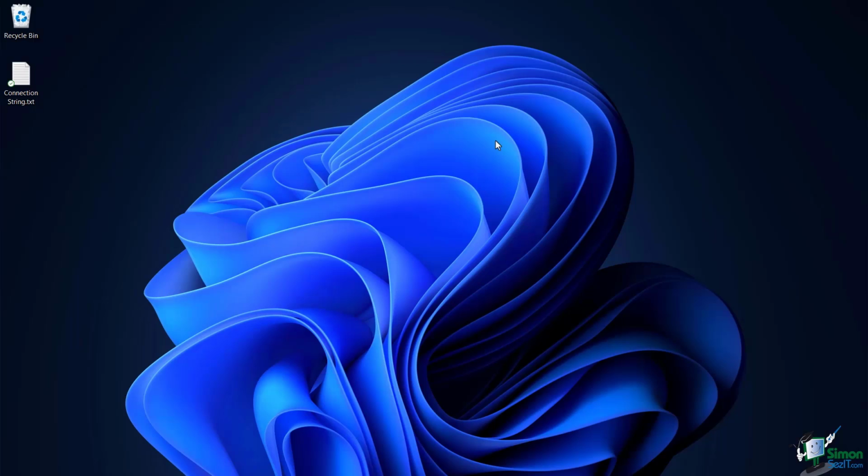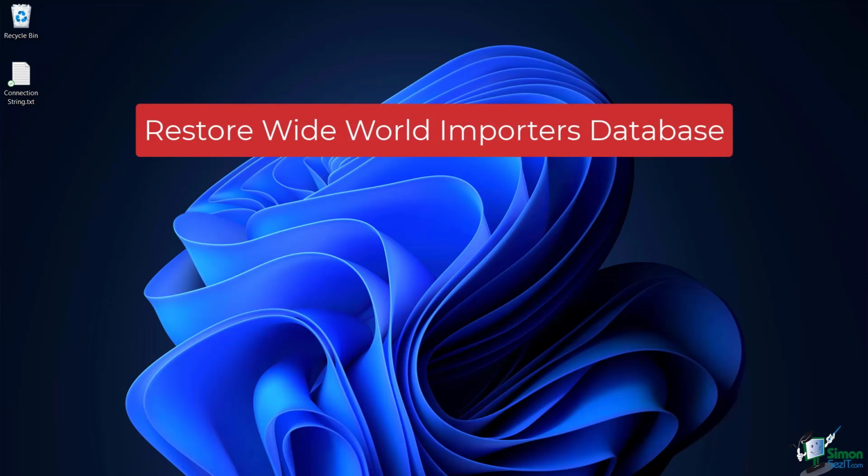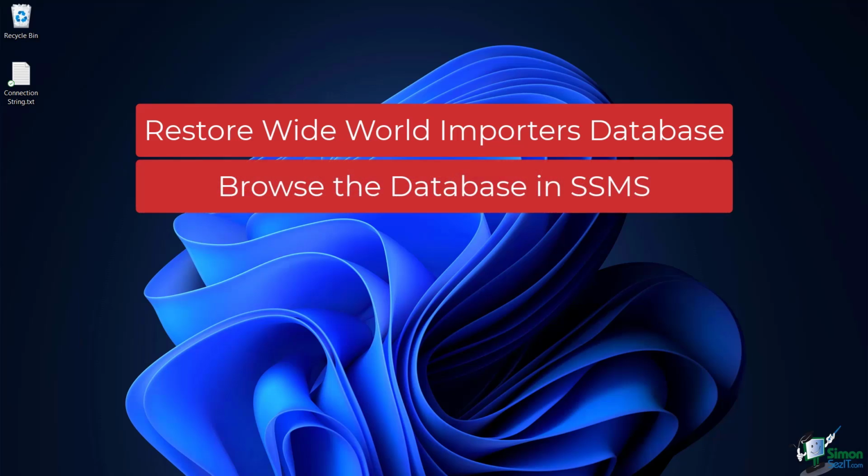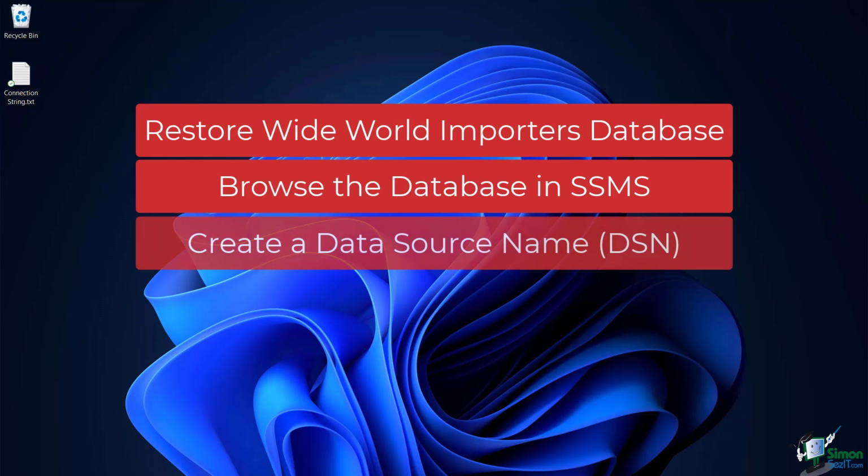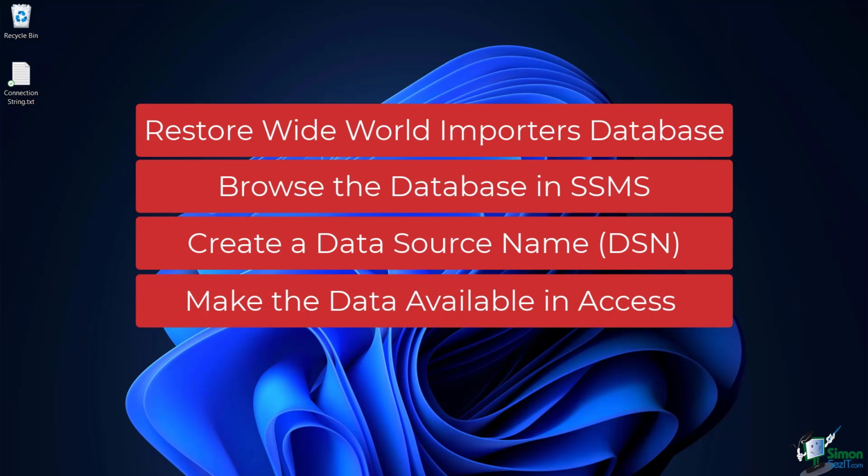In the previous lesson, we downloaded SQL Express. We also downloaded SSMS and the backup of the sample SQL Server database. So in this lesson, we're going to bring everything together. We're going to start by restoring the Wide World Importers database from backup into SQL Server. We're going to browse the database in SSMS so we can see what it looks like in SQL Server Management Studio. We're going to create a data source name, or a DSN, and then we're going to use that DSN to make some of the data available in Access 2021.